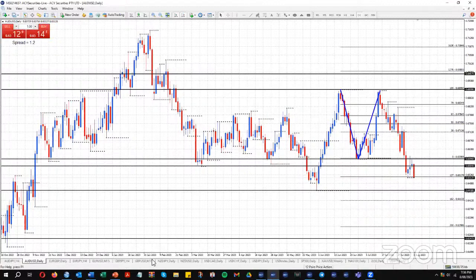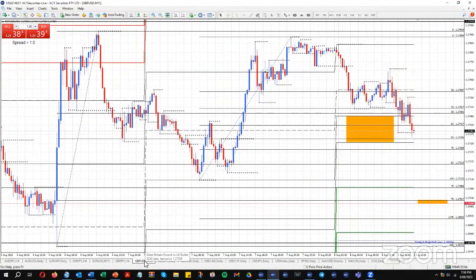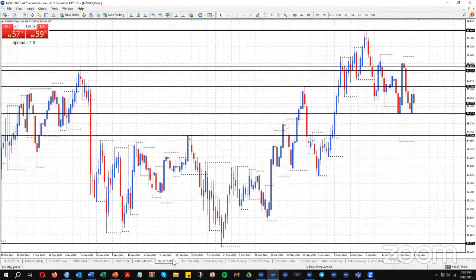And let's move along. We covered these. Let's just see what the Eurodollar is doing. Right, it's near the low of its day still. Pound. All right, New Zealand yen. Now, this looks rather, I'm just going to get rid of the daily levels.